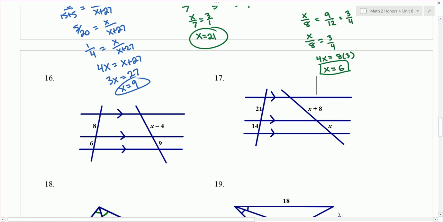So on 16 and on 17, we're going to use the corollary to the side splitter theorem. It says if we have parallel lines, as in the diagram here, then we can take corresponding segments and say they're proportional. So, for example, we can say 8 over 6 is equal to x minus 4 over 9. So we could reduce our 8 over 6 to, we'll cut them in half and you get 4 over 3.